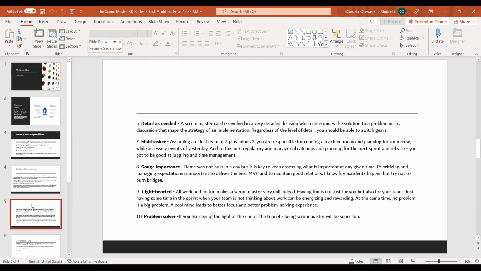So it says, if you like seeing the light at the end of the tunnel, being Scrum Master will be super fun. So basically, as a Scrum Master, people will run to you. People want you to solve their problem. People want you to do this for them.